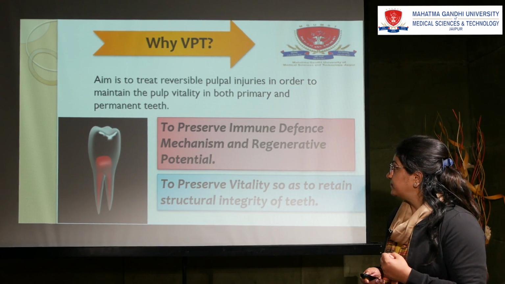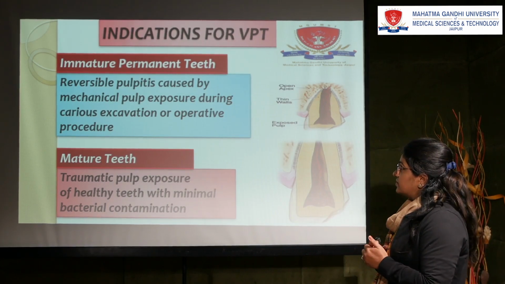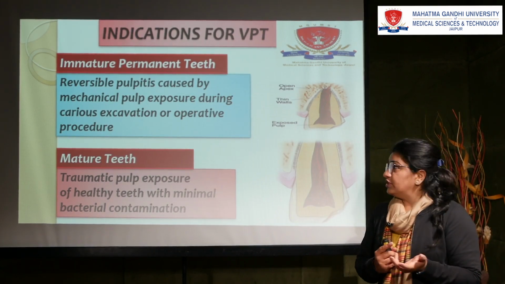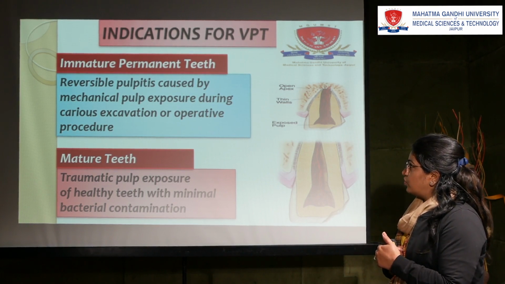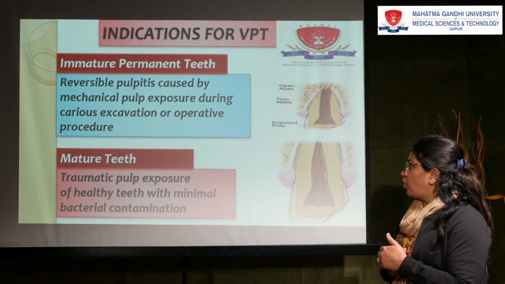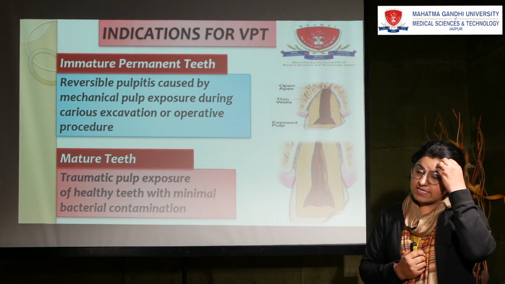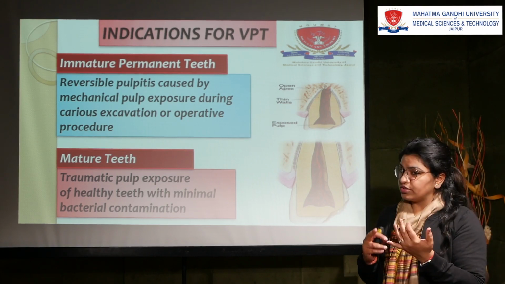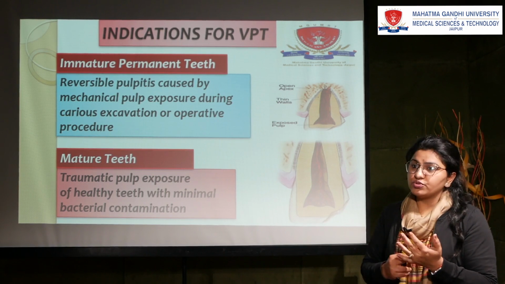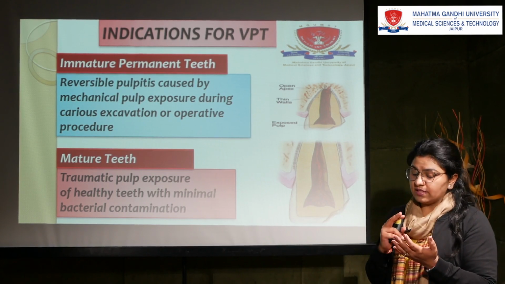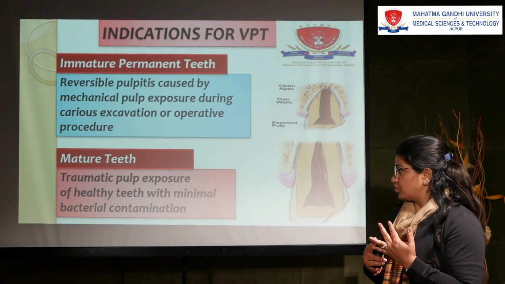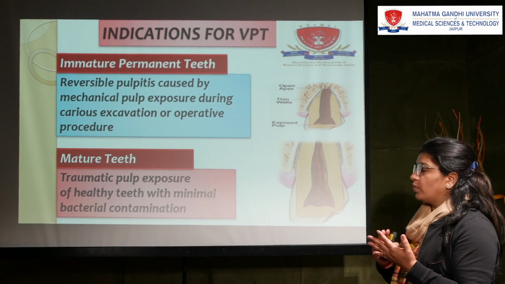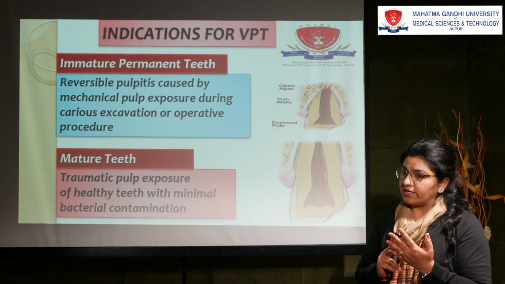so it will be more structurally integrated in the oral cavity. Now the indications: the immature permanent tooth, like reversible pulpitis caused by mechanical pulp exposure during carious excavation or operative procedure. As I mentioned, it could be due to caries, trauma, or iatrogenic errors, that the pulp has become exposed or is on the verge of exposure. In all those cases, we can go ahead with the vital pulp procedures.